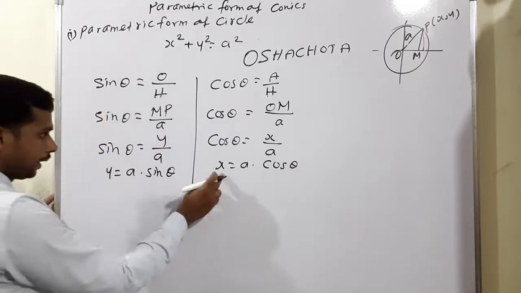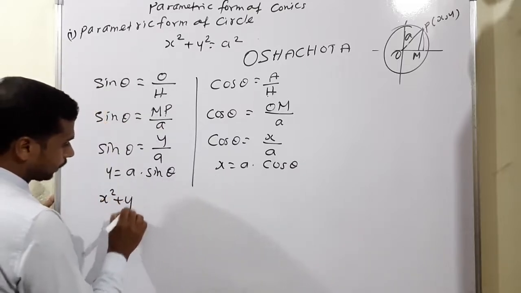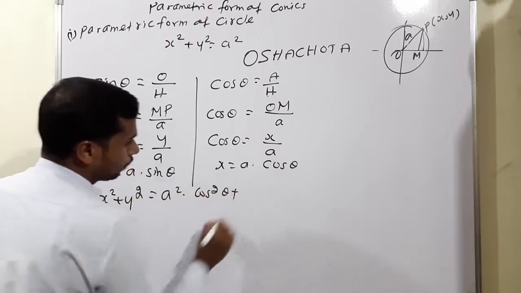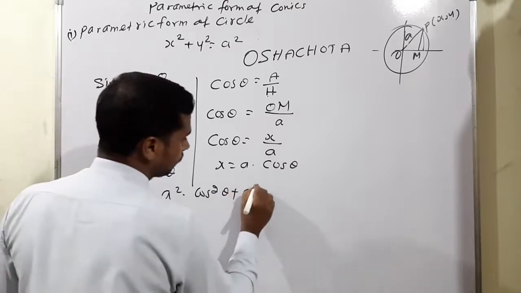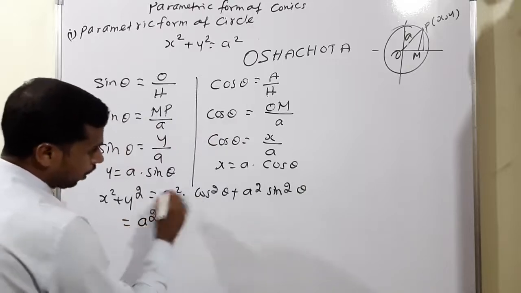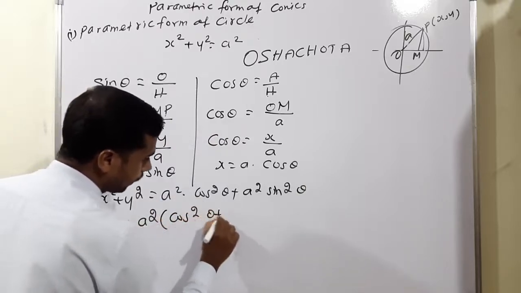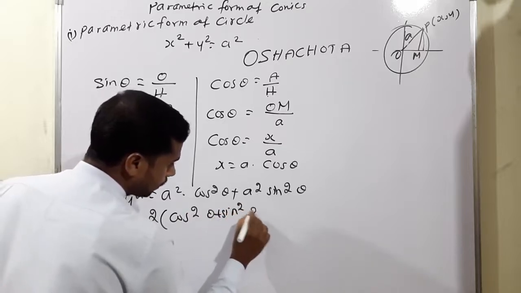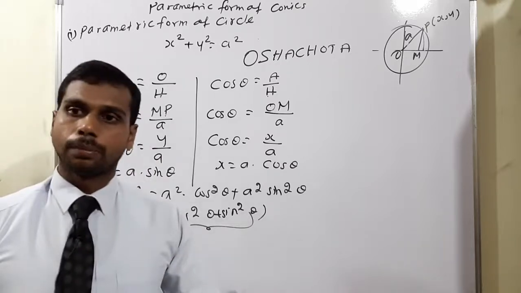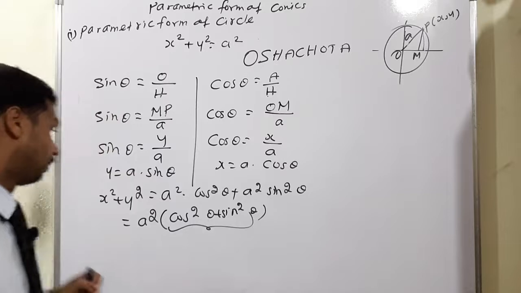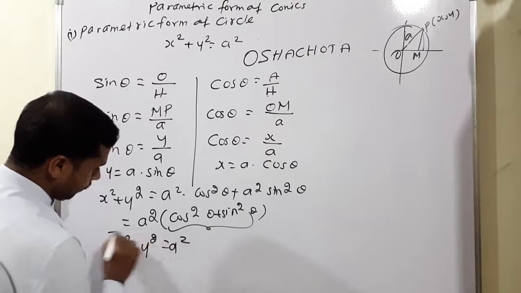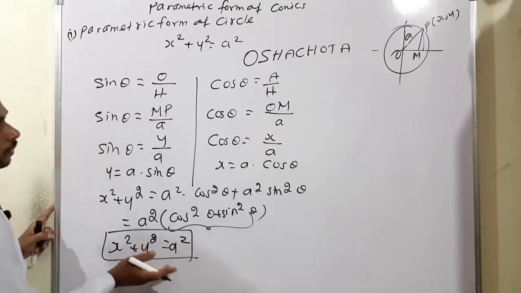Now x square plus y square is equal to a square cos square theta plus a square sin square theta. Therefore a square taken common outside, cos square theta plus sin square theta. This is called the basic identity. Sin square theta plus cos square theta means the value will be 1. Therefore we can write it x square plus y square is equal to a square. This is parametric form of circle. Okay, first one is clear.